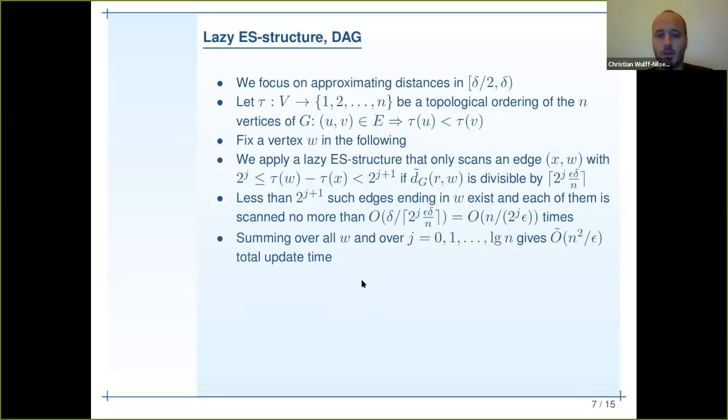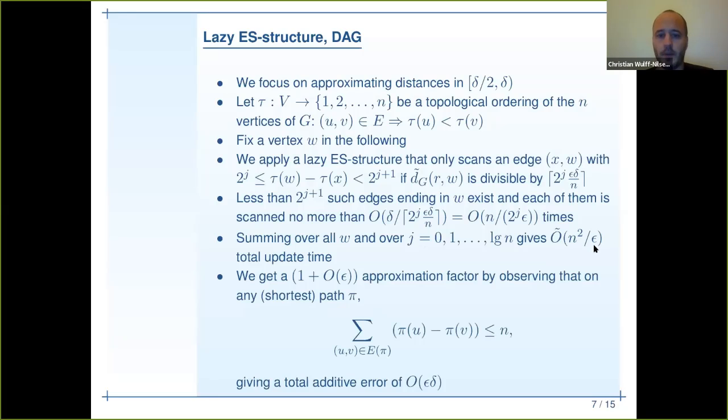And so if you sum over all W and over all possible j values, it's easy to show that now you get roughly n squared total update time. And the reason why we get 1 plus O of epsilon approximation factor is because we have this inequality here.